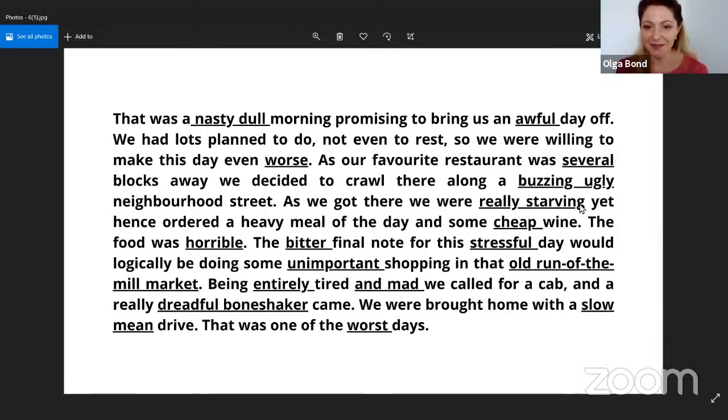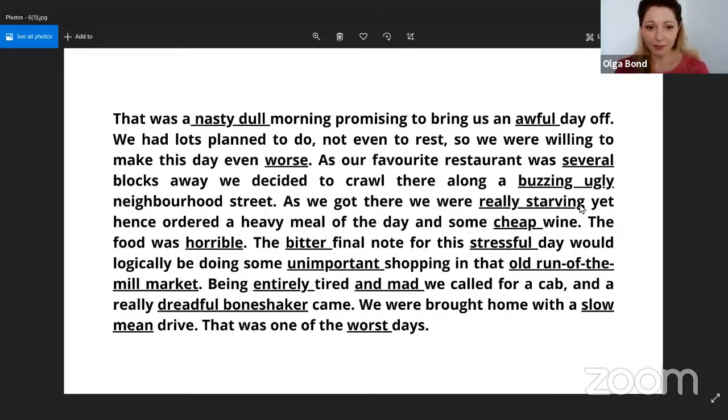As we got there, we were really starving, or really hungry, hence ordered a heavy meal. So also heavy should be underlined, and some cheap wine. I went with just cheap, because vintage is something always expensive, right? Usually it is. You're absolutely right. If we're talking about vintage wine, definitely it should be expensive, right?